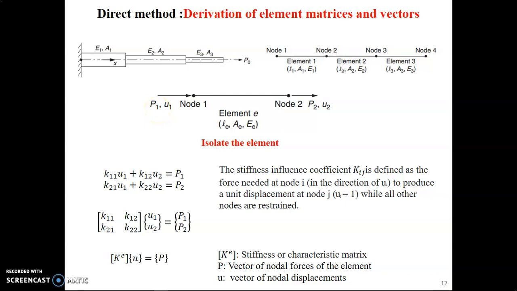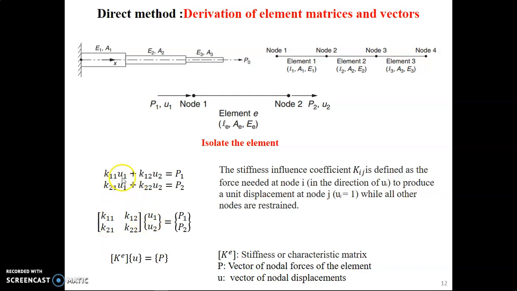Similarly, K21 is the force applied at node 2 to produce unit deflection at node 1, and K22 is the force required to be applied at node 2 to produce unit deflection at node 2. So from this concept we will be getting these two equations. Now we will use these two equations to generate the matrix equation for the first element.